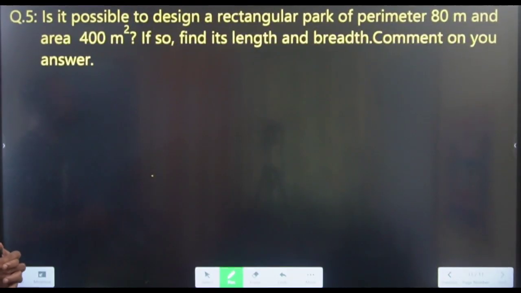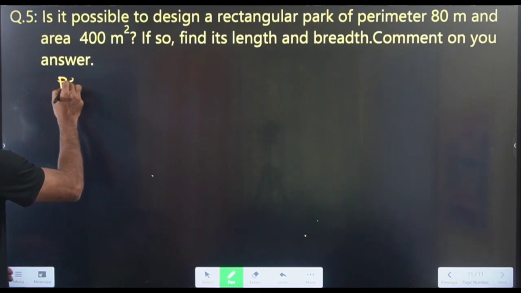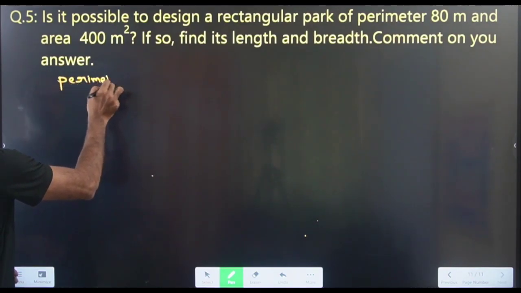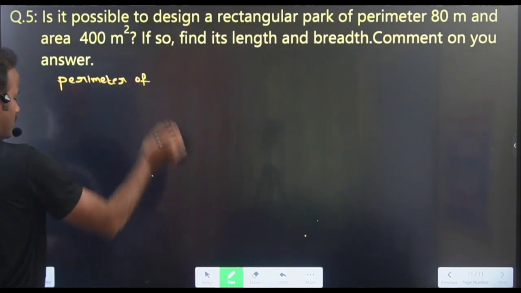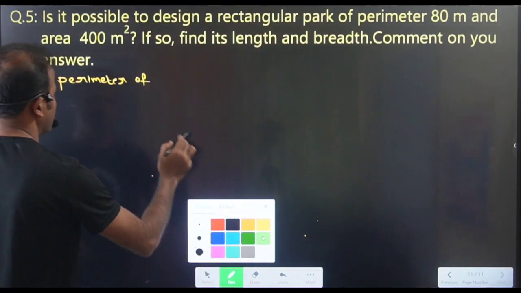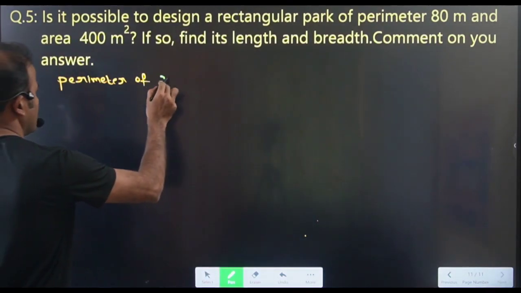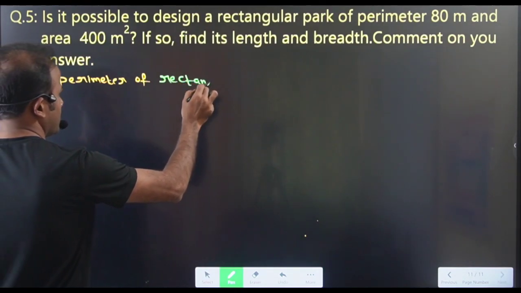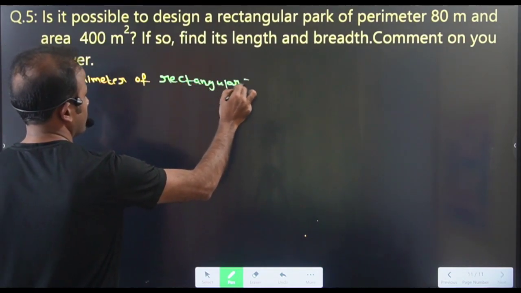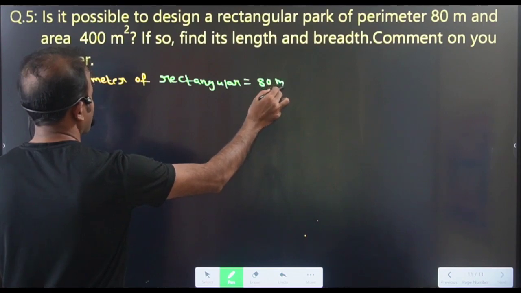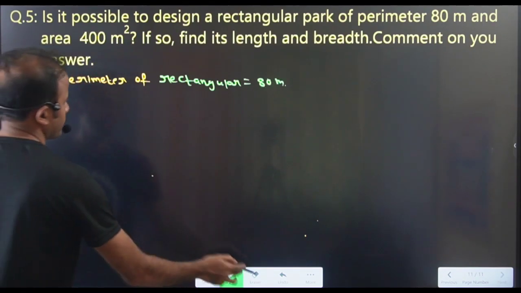Is it possible to design a rectangular park of perimeter 80 meter and area 400 meter square? If so, find its length and breadth. Comment on your answer. Perimeter of the rectangle, how much is given? Perimeter of rectangle equal to 80 meter.